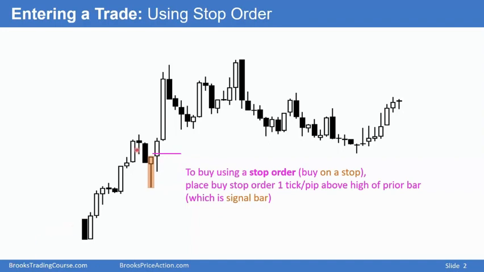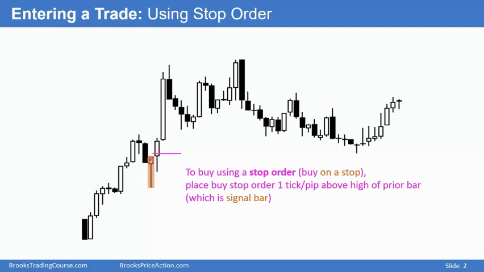For example, we have a swing up here and then a pullback and a bull reversal bar. To buy using a stop, you place your stop order just above the high of this bar. If it's a Forex market, you place the order 1 pip above. If it's a stock or a futures contract, you place the order to buy 1 tick above the high of that bar. You're buying on a stop. This bar is the signal bar. If this bar goes above the high of that bar, which it did, it becomes the entry bar.